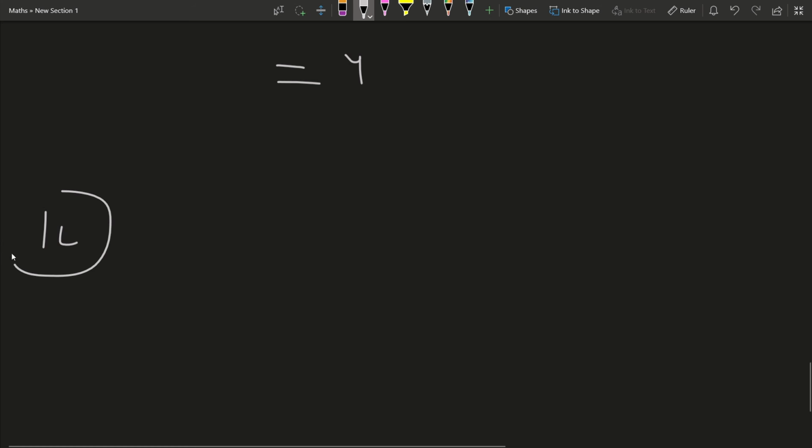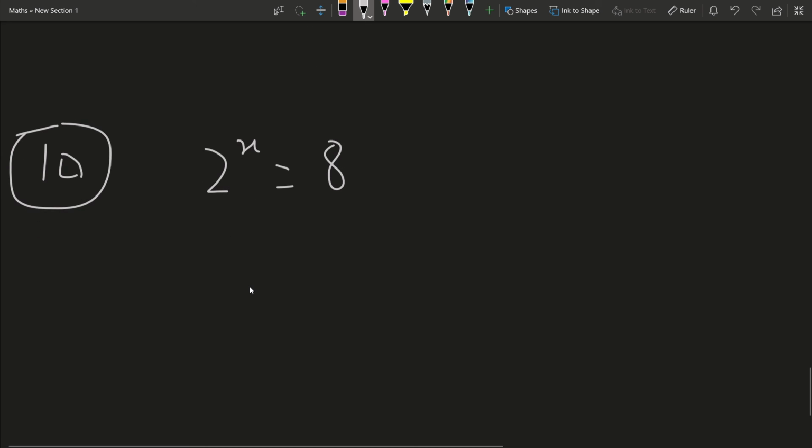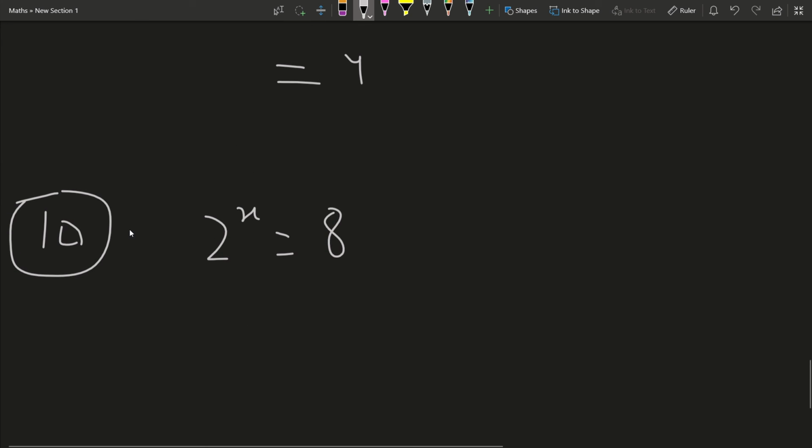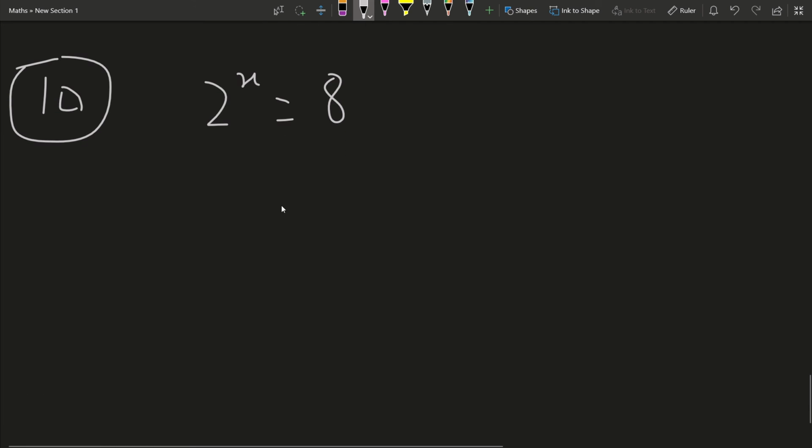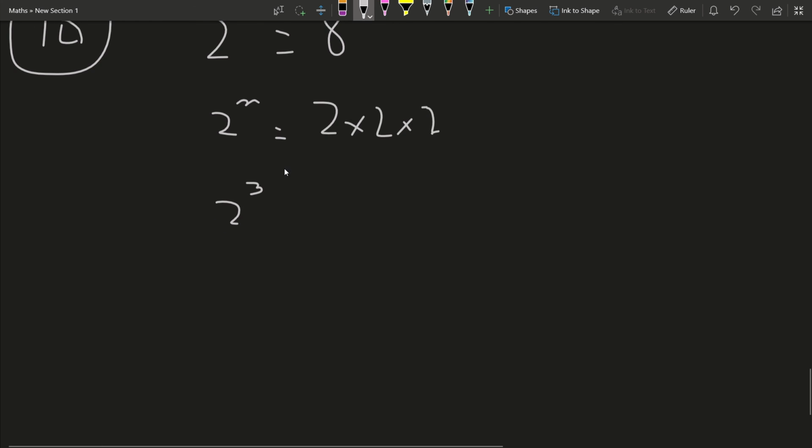So finally, number 10, we have, this is an example. Basically, if you get a question like this, and you don't know, like this is straightforward, but if you don't know, you can solve it like this. Basically, the number on the other side, you kind of multiply it to see what number it would be to the power of. So in this case, it would be to the power of 3, since it's multiplying 3 times.